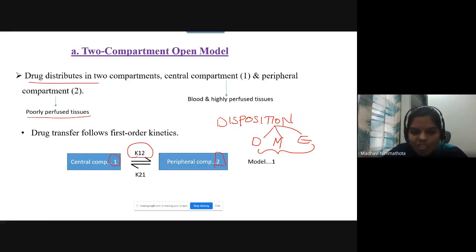That's why the constant K12. The K is the rate constant, right? And the process is a reversible process. That is, the drug disposition processes are reversible. Then from the peripheral to the central compartment, the rate constant is K21. So K12 and K21. This is called model 1.